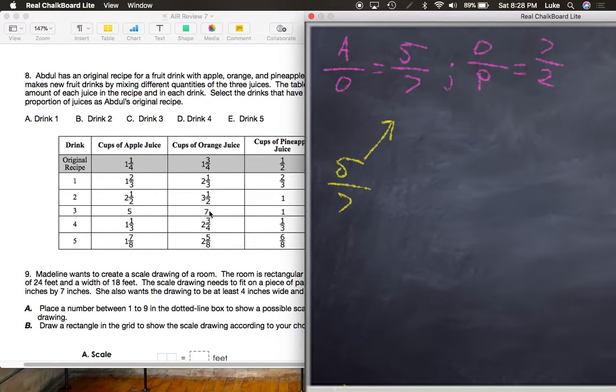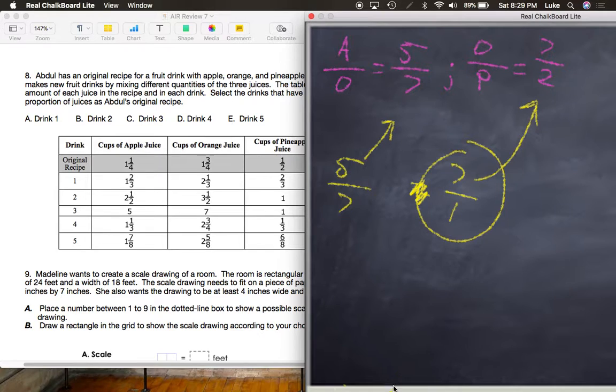However, we have orange juice to pineapple juice is going to be 7 cups to 1 cup, and that's 7 over 1. I didn't mean to make an equal sign there. That's different from orange juice to pineapple juice. So drink number 3 gives us that which does not match, and therefore it is not proportional. So that's not one of our possible answers for number 8.